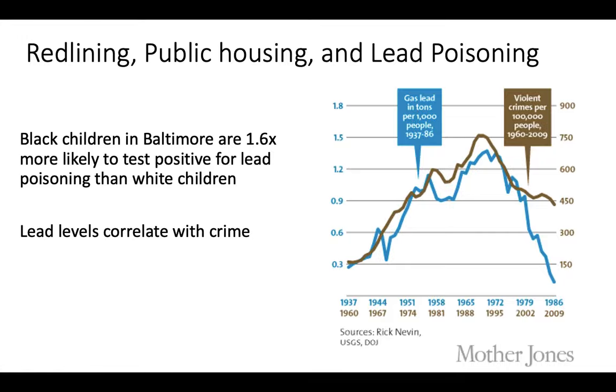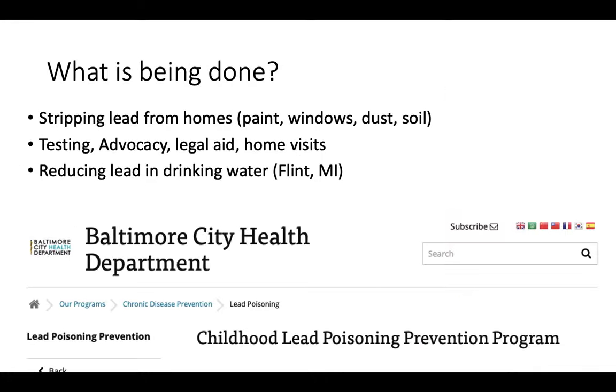In Baltimore, black children are 1.6 times more likely to test positive for lead poisoning, and because of all the developmental issues that lead poisoning has, these lead levels are actually correlating with crime. If you look at the amount of lead in gasoline, that's the blue line here over time, versus violent crimes, you can see there is a correlation. As the lead in the air started to decrease, violent crimes started to decrease as well. The big threat, though, is that indoor lead pollution through the paint that is often in these old buildings.